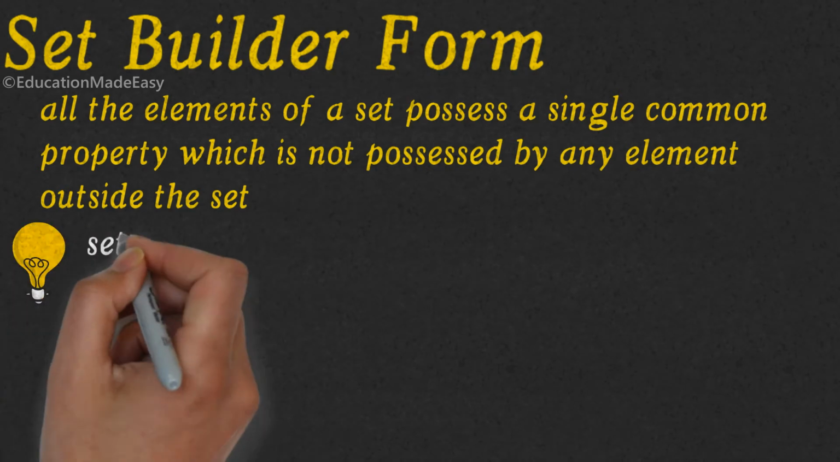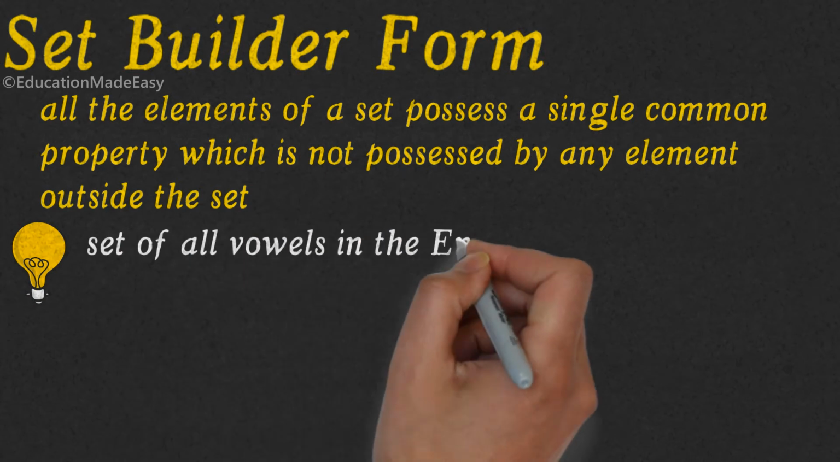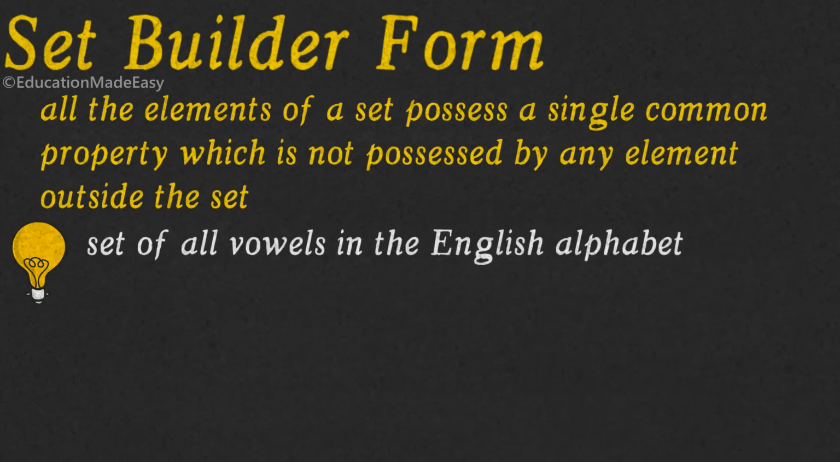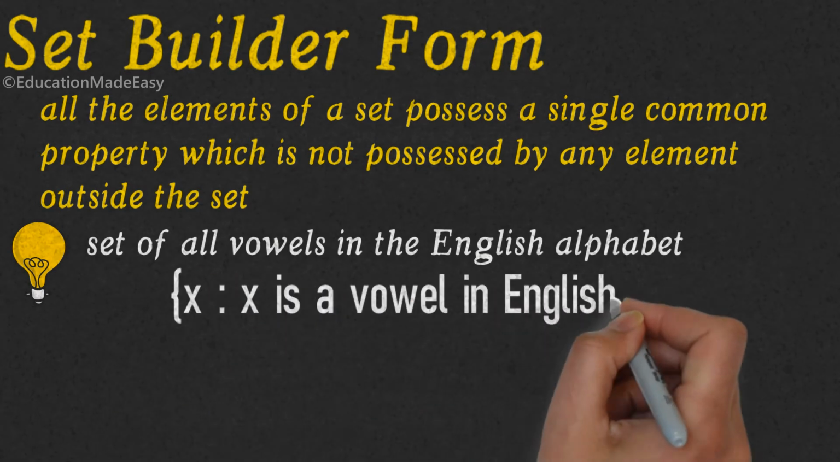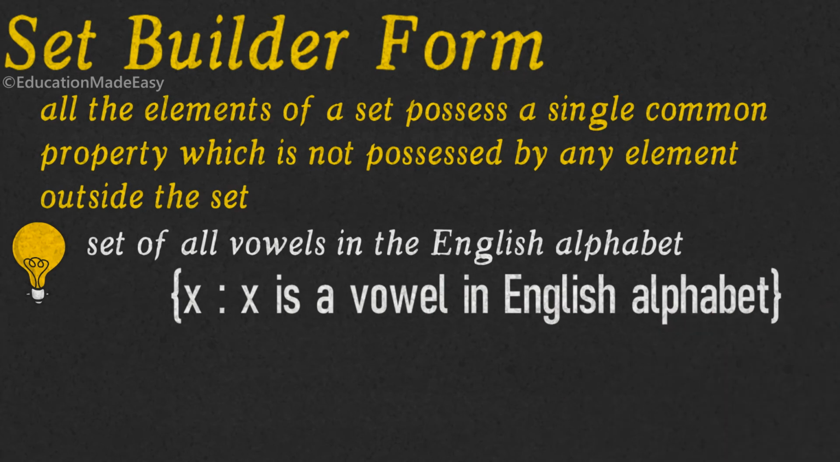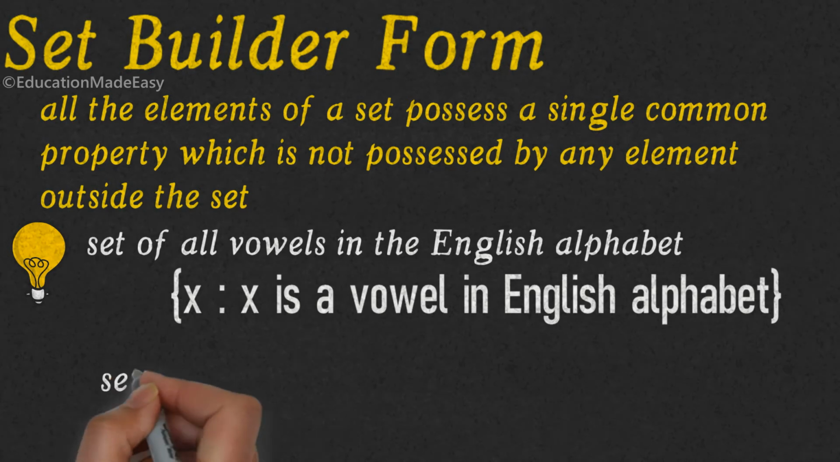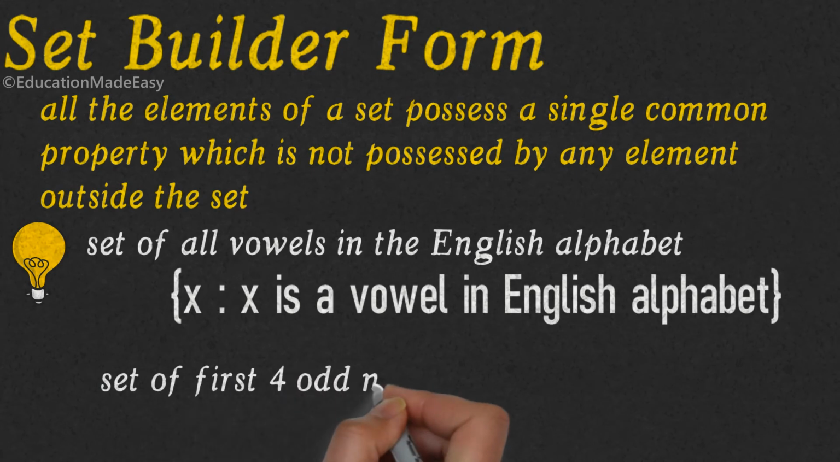Here, consider the same example, set of all vowels in the English alphabet. This can be written in set builder form as {x : x is a vowel in the English alphabet}. Here, you can see that we wrote the unique property of the set inside curly brackets instead of writing the elements directly. Now, consider another example, set of first four odd numbers.